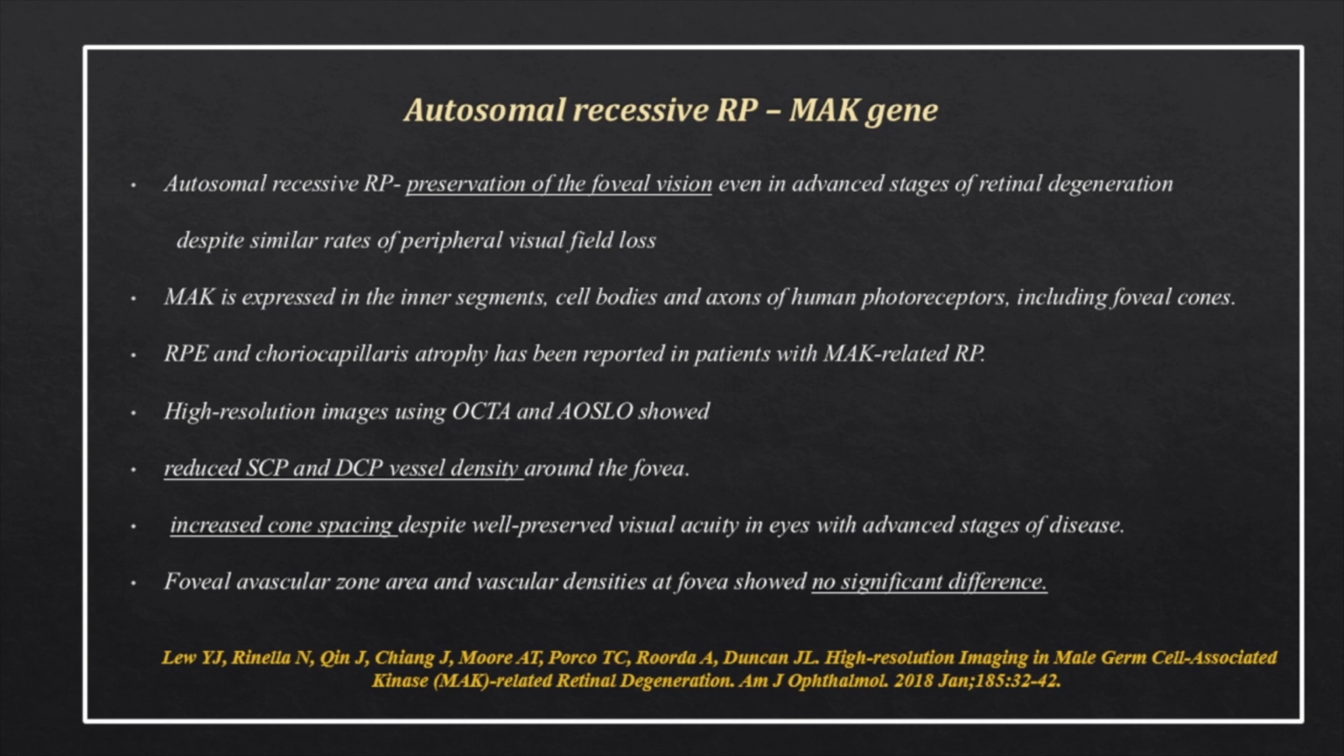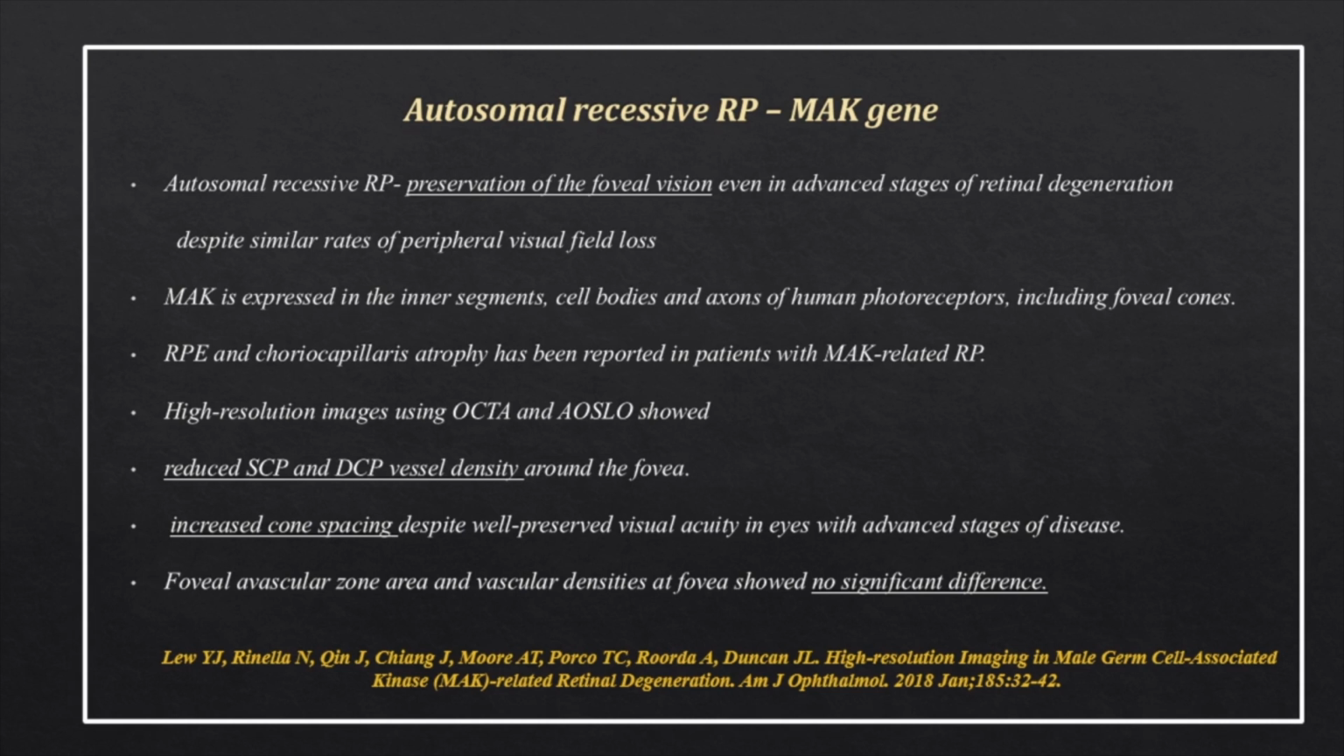Coming to the autosomal recessive RP, due to the MAK gene or the male germ cell associated kinase gene, we all know that more than 300 genes are implicated in RP and over 80 genes are associated with RP. But what is special about this MAK gene is it causes autosomal recessive RP, which is known for preservation of the foveal vision. In our patient also, we could see in the right eye there was preservation of the foveal vision, even in advanced stages of retinal degeneration, despite similar rates of peripheral visual loss.